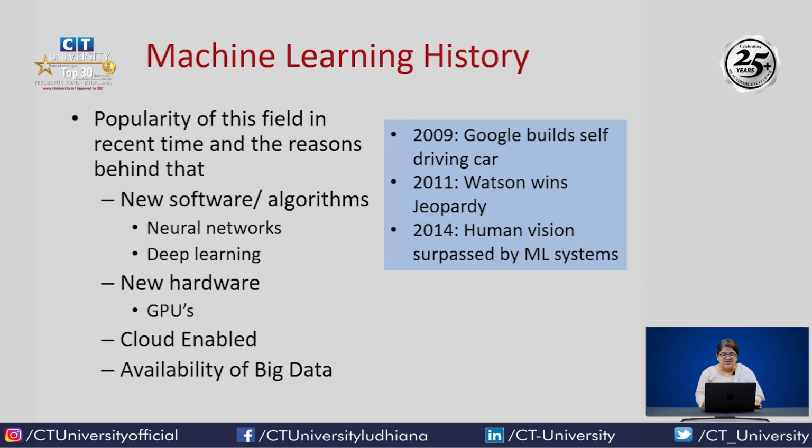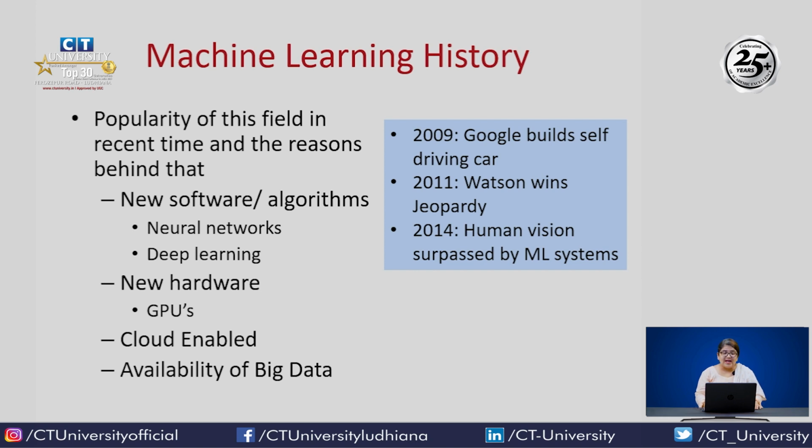It is trending nowadays, and the reasons behind that are that we can have new software, new algorithms for neural networks and deep learning. Hardware is also new. If the software is new, we cannot rely on traditional hardware like central processing units, or CPUs. We need to switch to GPUs. Then the cloud enabled the availability of big data. So these are the things.